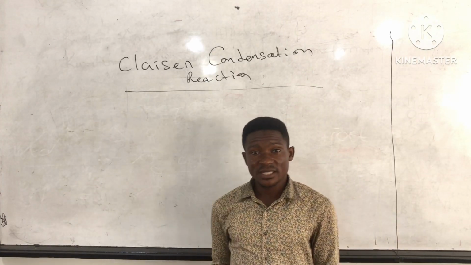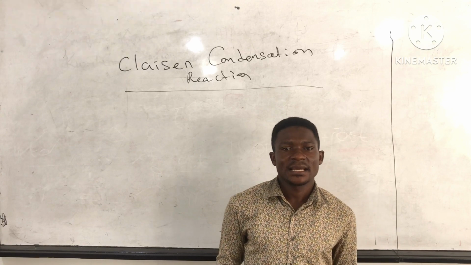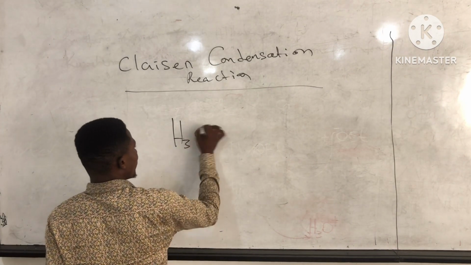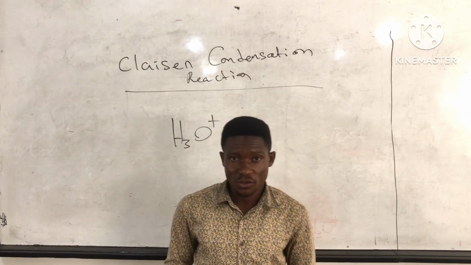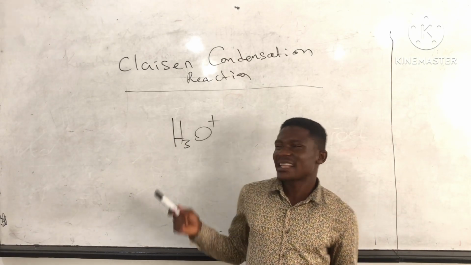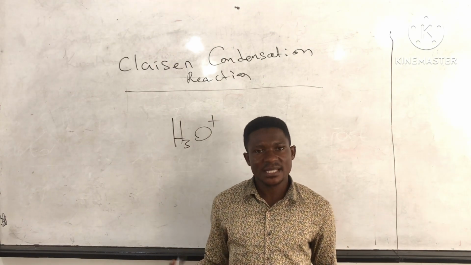Also, the Claisen condensation reaction occurs in the presence of an acidic environment. So we use the hydronium ion to represent it. It occurs under this condition, using the base as the catalyst.